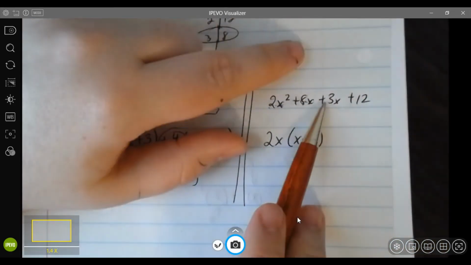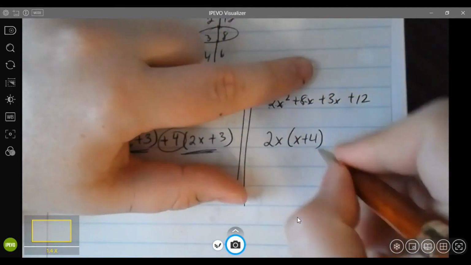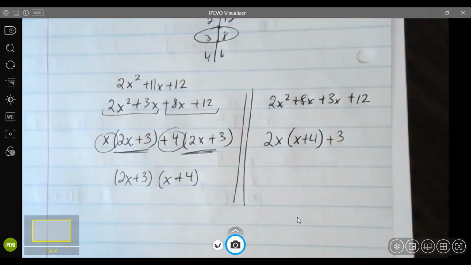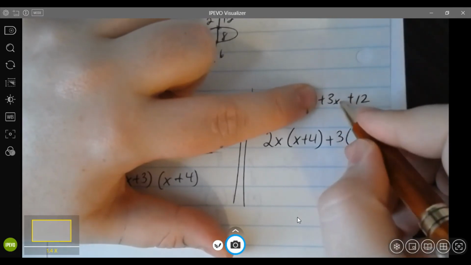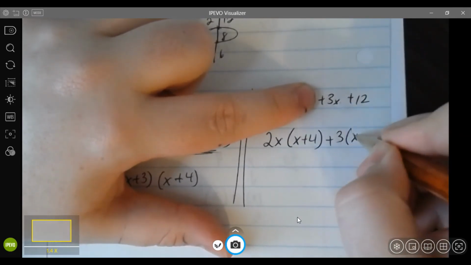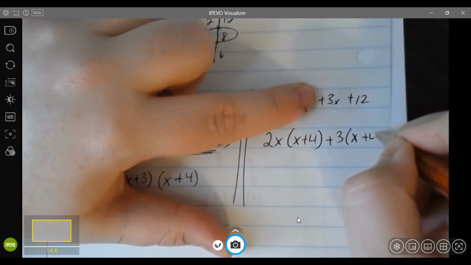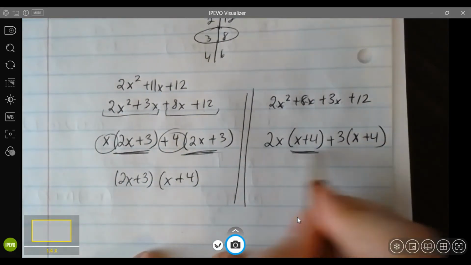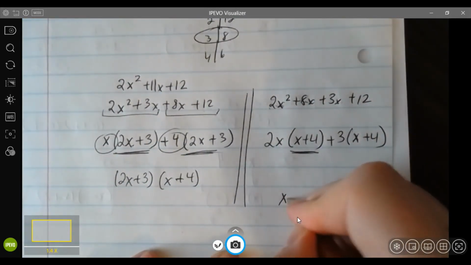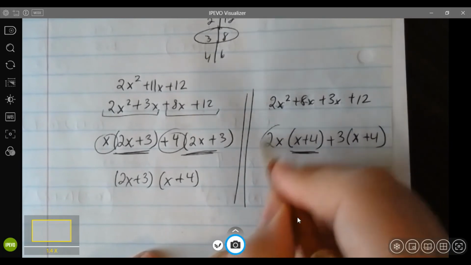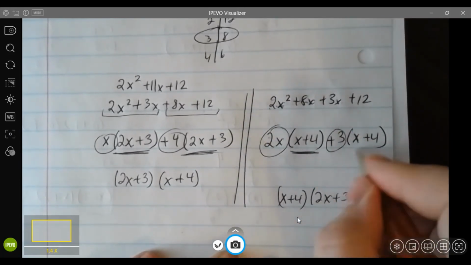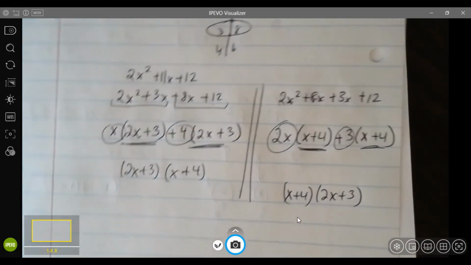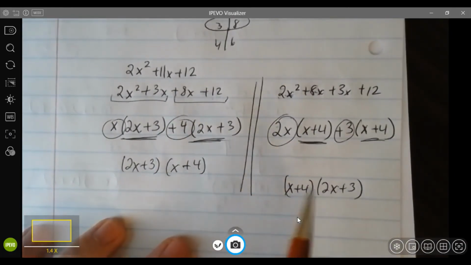Then notice now I got 3 and 12. Common between 3 and 12 is a 3. So I'm going to put plus 3 because it's positive. 3 divided by 3 is 1, so it's just going to be 1x. 12 divided by 3 is 4. So this time I have x plus 4. And then what's left is the 2x plus 3. So the x plus 4 was the common factor there. Notice either way I get the same product.